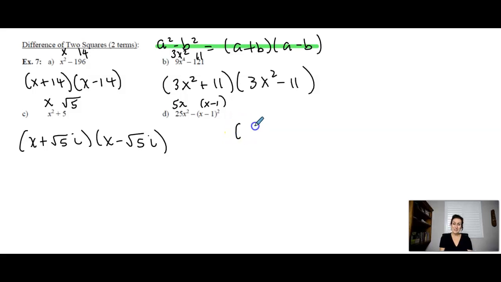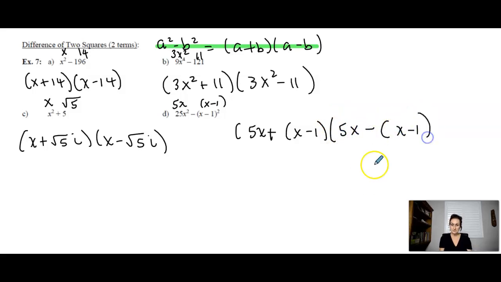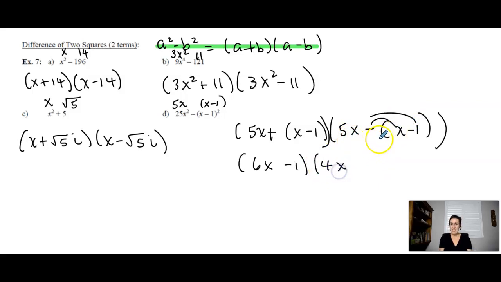You can write it as a difference of squares. So you have 5x subtract x subtract 1, or if you want, I have the plus first, so we can do plus. And then 5x subtract the x subtract 1. We can go ahead and simplify that. This should have another parenthesis. So you have 5x plus x is 6x. Subtract 1. And 5x, you need to distribute that negative. 5x subtract x is 4x. And a negative and a negative is a positive 1. So this would be 4x plus 1.